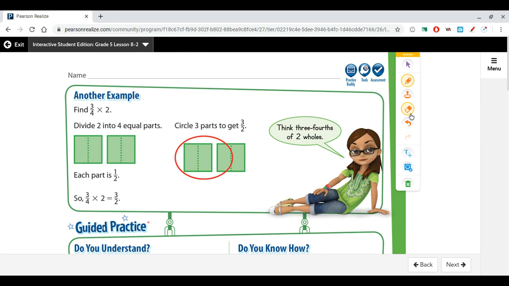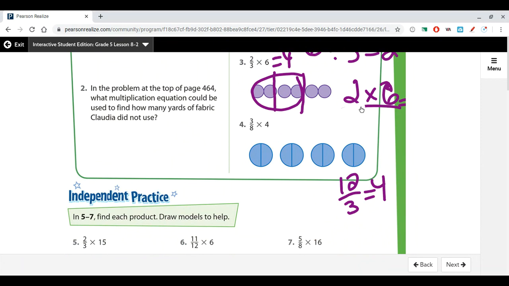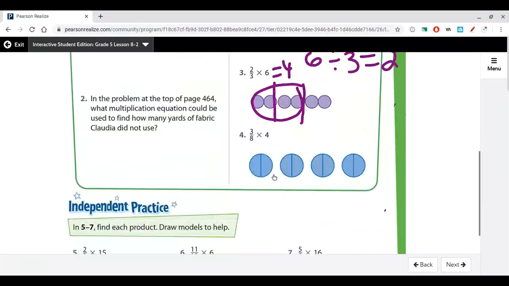Okay, so let's take a look at our next problem. The next problem that we have is 3/8 times 4. Same thing: I'm going to take my fourths and divide them into eighths, because I can't do 4 divided by 8. So I have my fourths, and I need to divide them into 8. So I have 1, 2, 3, 4, 5, 6, 7, 8. I had 4 wholes that I divided in half to make 8 pieces.